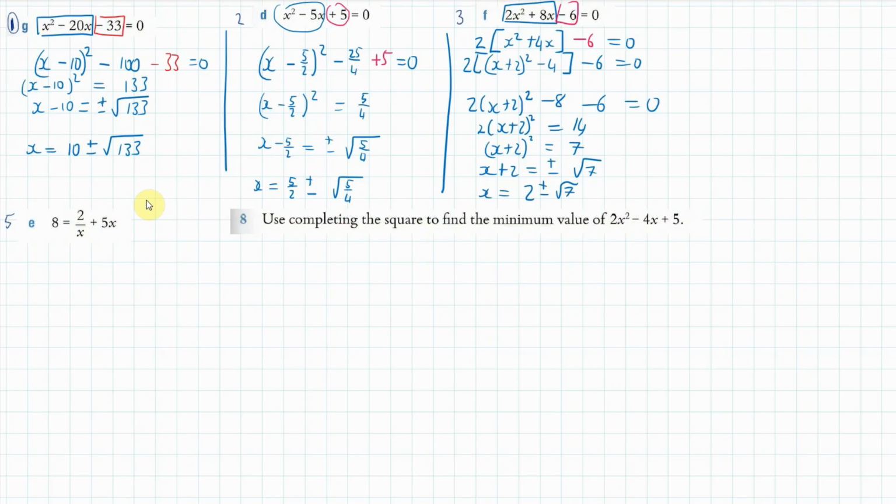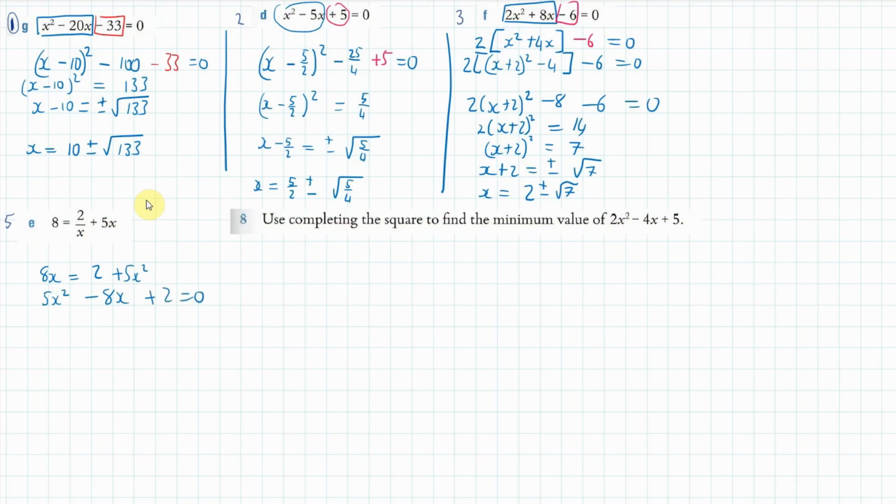Okay, one more here. So 5e, you can see that I've got this strange looking thing here. So what I would first do is times everything by x to get rid of that nasty 2 over x. So it'll just become 2 and then 5x squared here. And then I'd bring everything over to one side, so it'd be 5x squared minus 8x plus 2 equals 0.